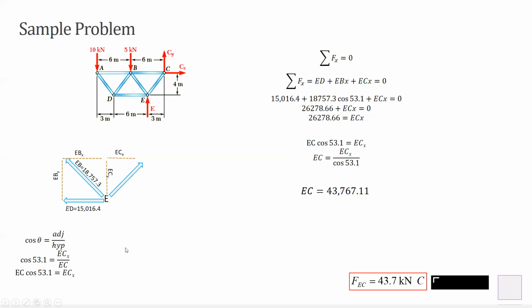I have to plug that back into this equation here, our trig function, and that comes out as EC is equal to ECX over cosine of 53.1. So I plug that in, 26,278.66, divide that by cosine 53.1, and that comes out as a grand total of 43,767.11 newtons worth of force on that beam.